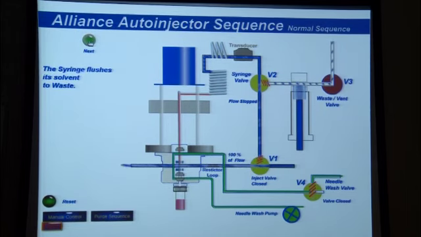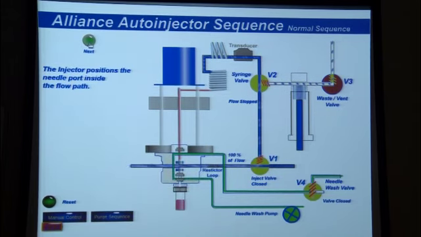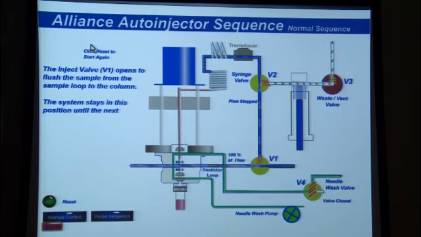Notice your sample has not gotten into the syringe. All that's in the syringe is mobile phase. Then valve 3 closes. While it is doing that, it brings the port in the needle up into the flow stream, and within 1 second of the port coming into the flow stream, valve 1 opens.